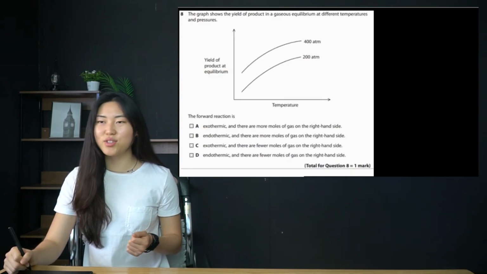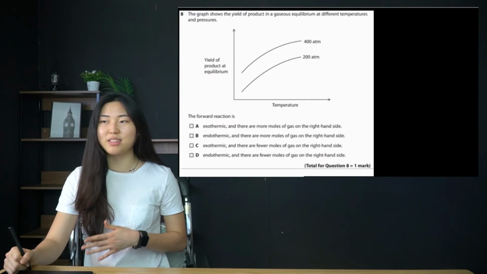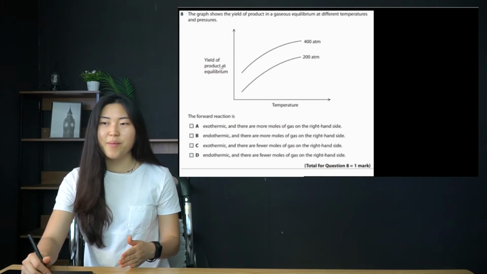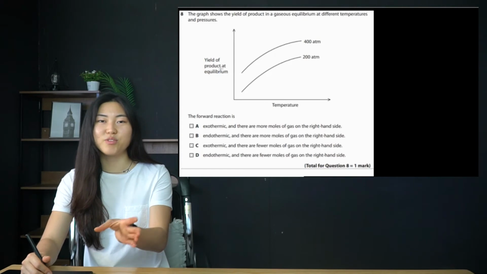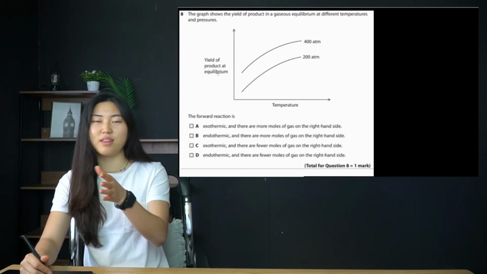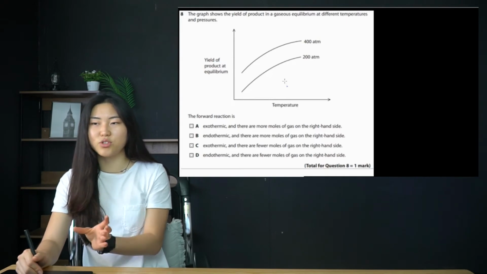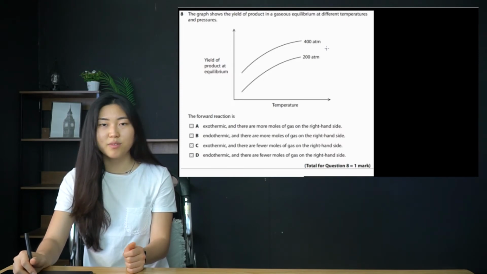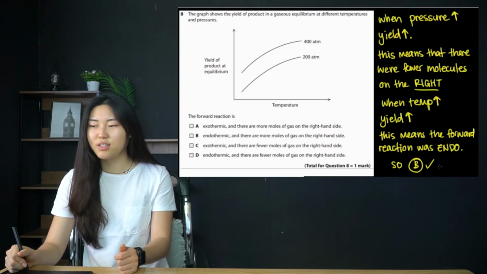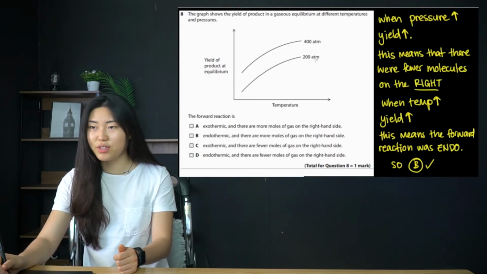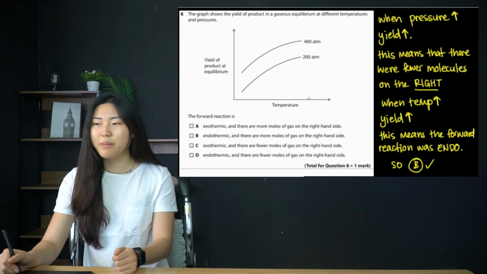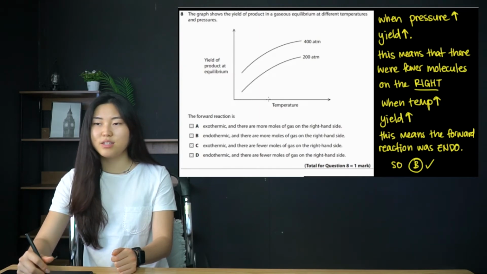And question 8, the graph shows the yield of product in a gaseous equilibrium at different temperatures and pressures. On the y-axis we have the yield. Yield is the amount of products we have, the things on the right-hand side of the equilibrium, and temperature is on the x-axis. We have two graphs, one at 200 atmospheric pressure and one at 400. When the pressure increased from 200 to 400, the yield increased, right? And when the temperature increased, the yield also increased, right? So as you're going from here to here, the yield is increasing.